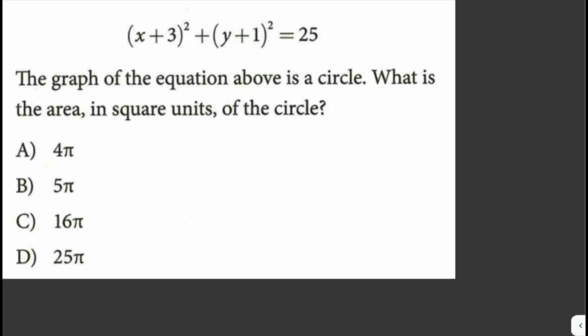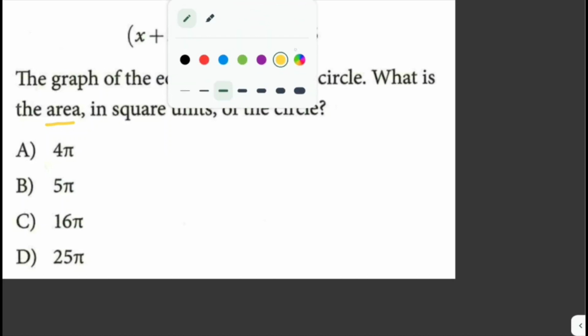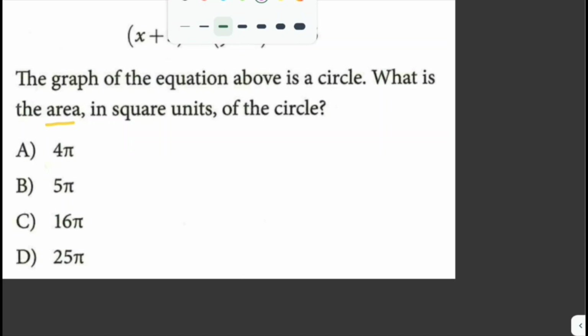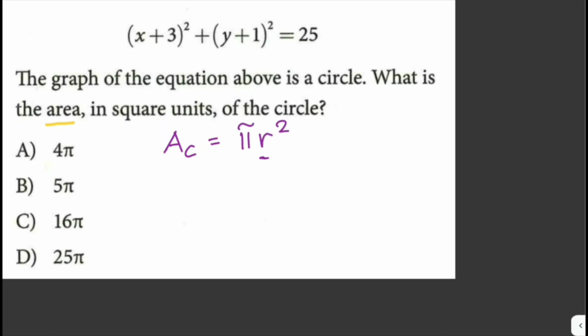The graph of the equation above is a circle. What is the area in square units of the circle? So to find the area of the circle, we need the radius. We can use this formula. So area of the circle is just equal to pi r squared. So we need the value of the radius. Now we can get the radius here.